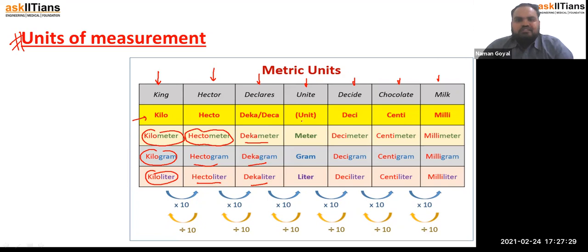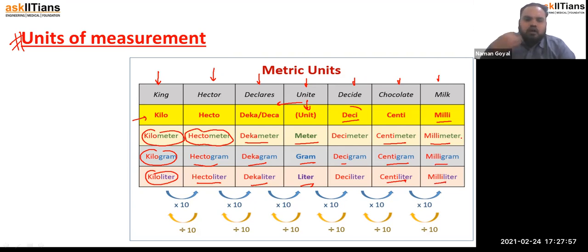Next, the basic units we use are meter, gram, and liter. This is the basic unit, in the middle. If you go to this side, the value increases. On the other side we have decimeter, decigram, deciliter, centimeter, centigram, centiliter, millimeter, milligram, and milliliter.